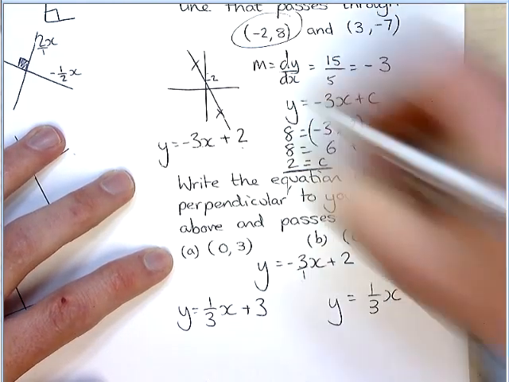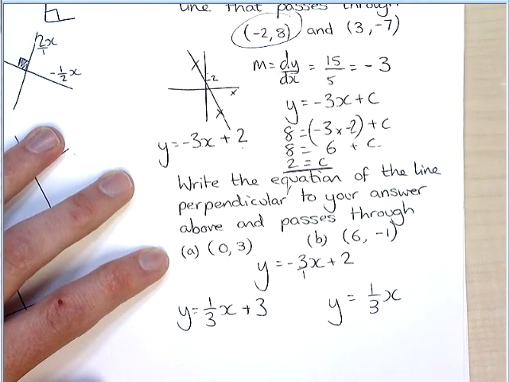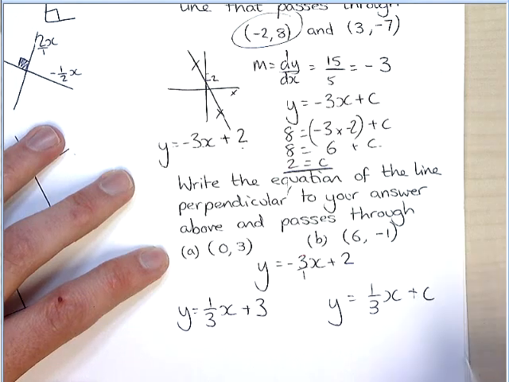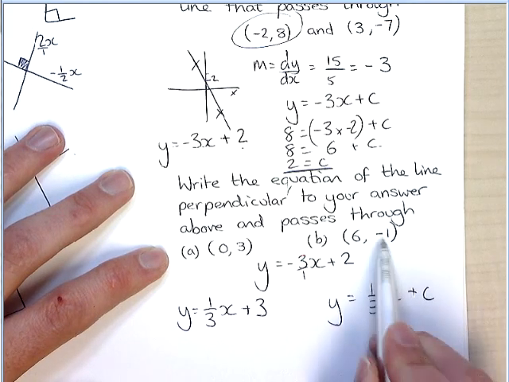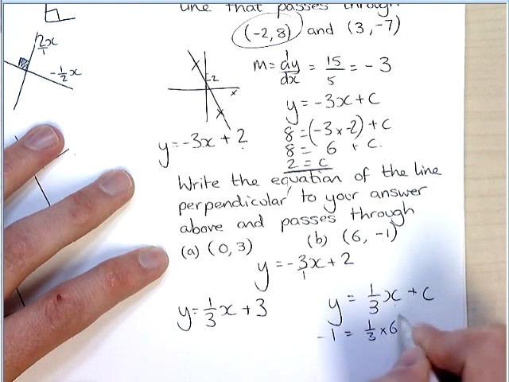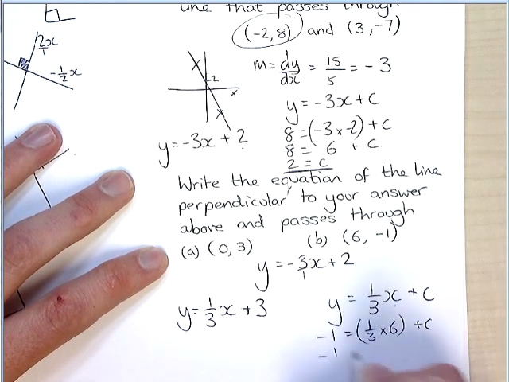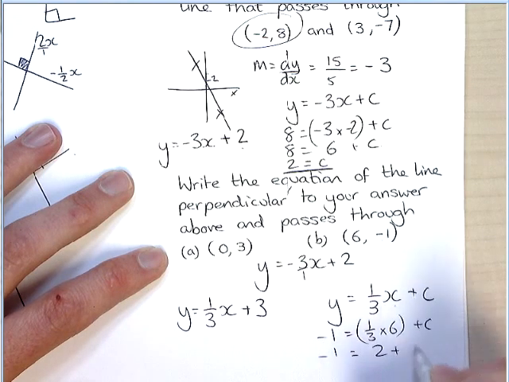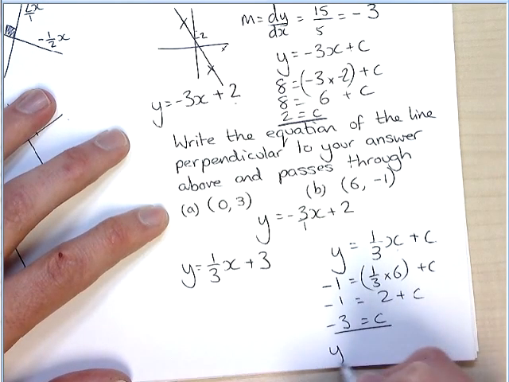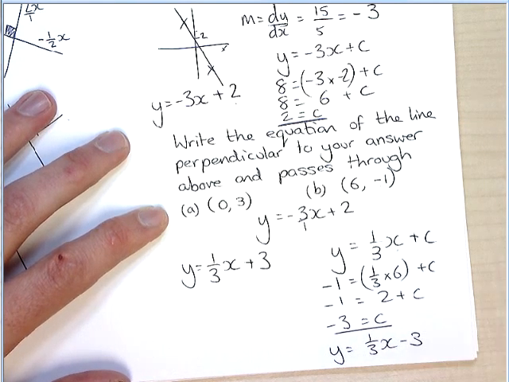But here, 6, minus 1, that isn't a y-intercept, so I'm going to have to do a little bit more. I don't know what it is straight away, but I do have an x value, and I do have a y value. So, minus 1 is 1/3 of 6 plus c. Tidy up. 1/3 of 6 is 2. Get c on its own, subtract 2. So c therefore must be minus 3. So the equation for this one would be 1/3 of x minus 3.